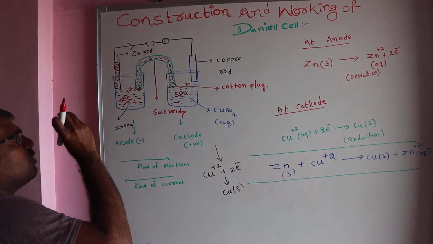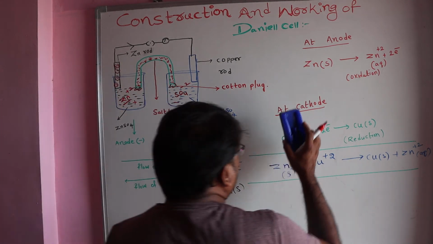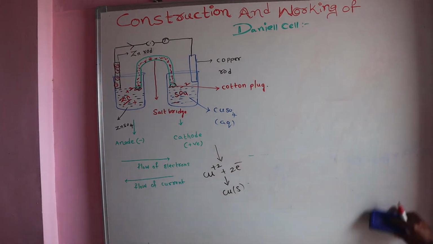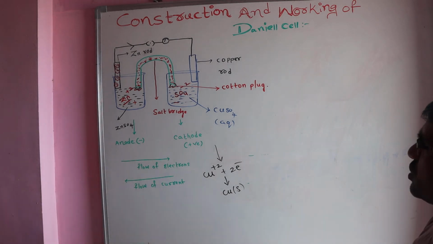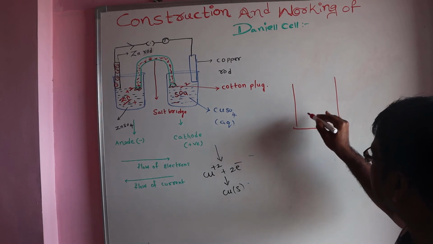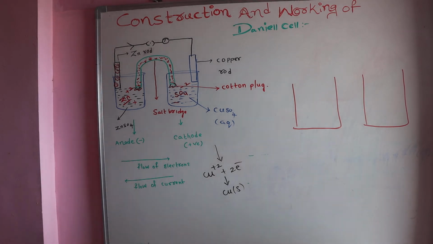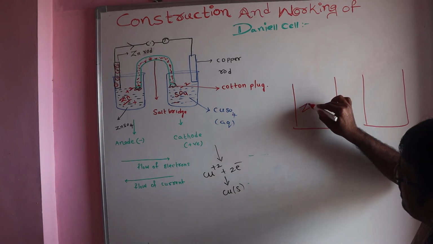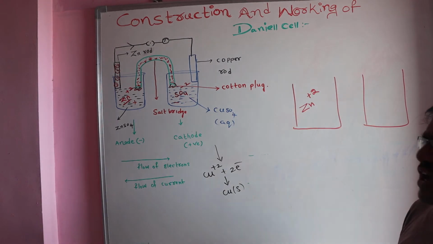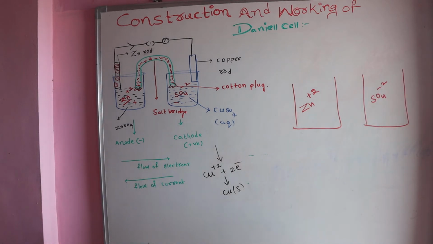So that's why we have to neutralize the solutions. For neutralization, what are we using? We are using a salt bridge. Now let us see what the use of the salt bridge is. Actually, the salt bridge allows which ions into the left side solution and which ions into the right side solution. Look here, on the left side, which ions' concentration is increasing? Zn plus 2 ions concentration is increasing. On the right side, SO4 minus 2 ions concentration is increasing.